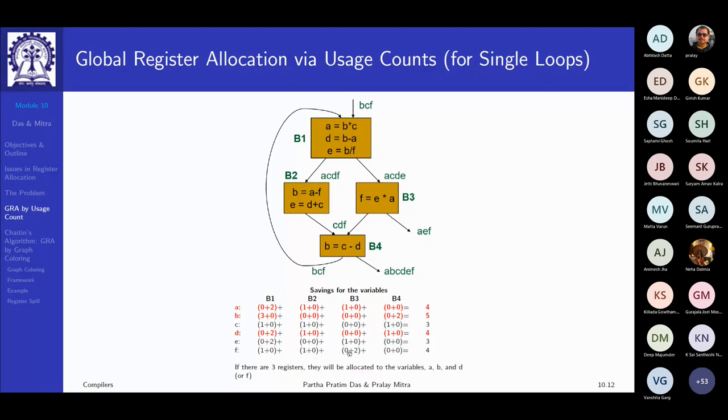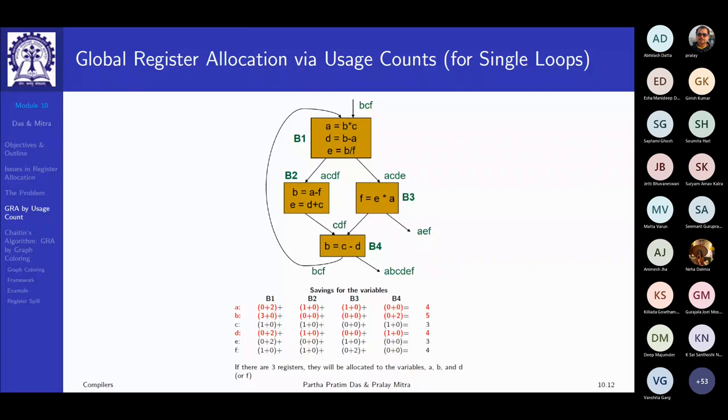In B3, it is defined. It is not used before being defined. So savings is 0, but it is defined and it's live on exit. So I get an advantage of live and computed being true. I get 2. And in B4, it is not defined, neither is it used. So I get 0. So total is 4. So in this way, for all the 6 variables, we get the savings that are possible.